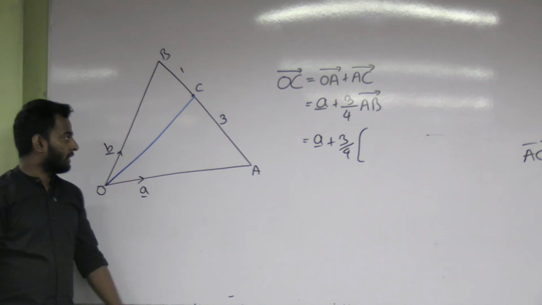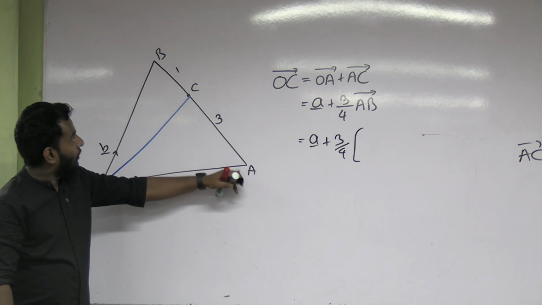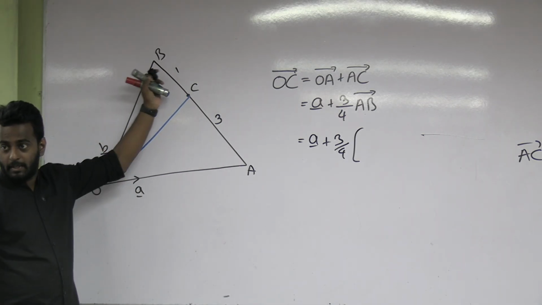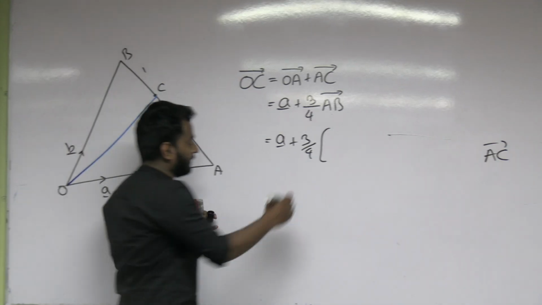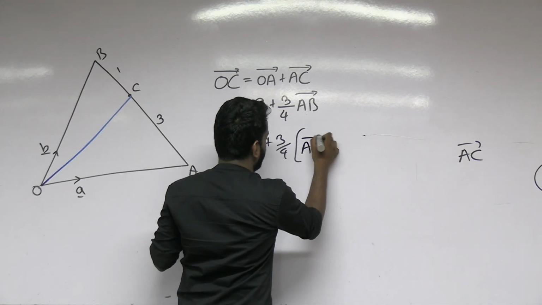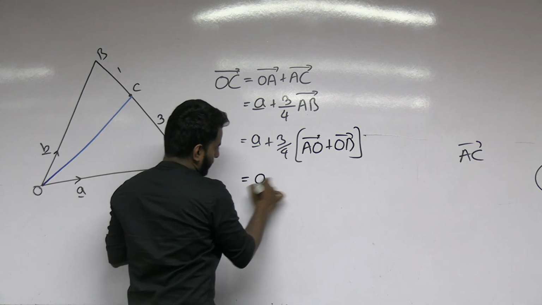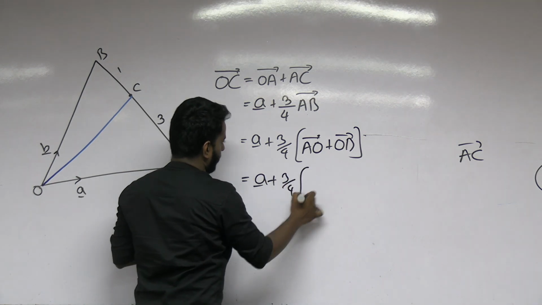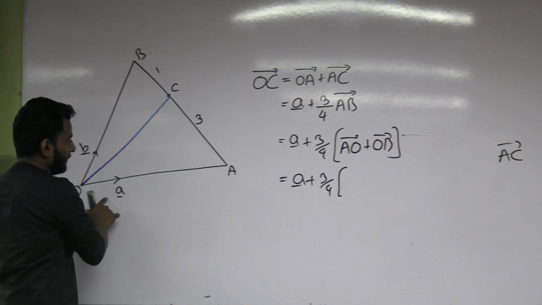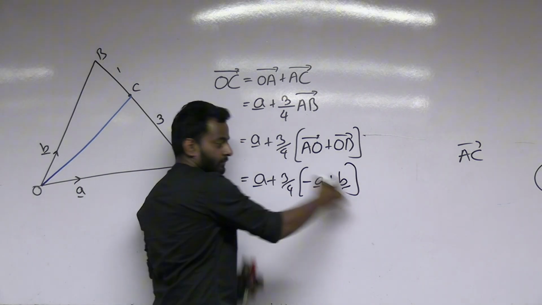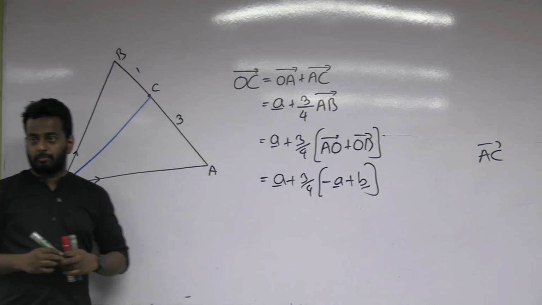Is AB a complete vector or a portion? It's a complete vector, so I can use the addition method. AB is equal to AO plus OB, right? So this is simply a plus 3/4 of the vector AO, which is minus a, plus the vector OB, which is plus b. Are we good up to this point?